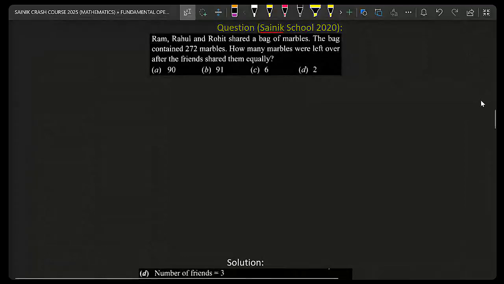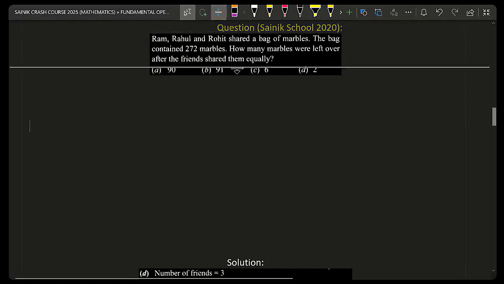We are discussing the chapter Fundamental Operations and these problems. This question came in Sainik School 2020. All of you try this question. Ram, Rahul and Rohit shared a bag of marbles. The bag contained 272 marbles. How many marbles were left over after the friends shared them equally? A simple question. All of you try this, and if you are interested, you can answer.